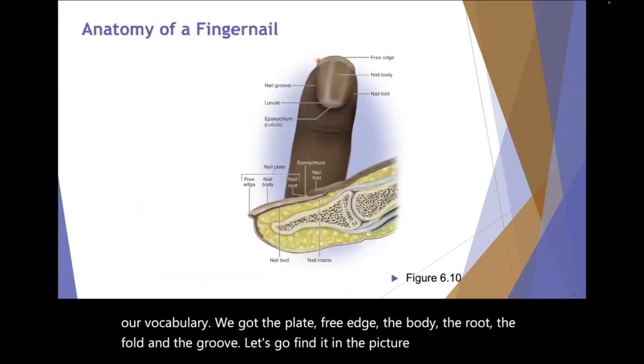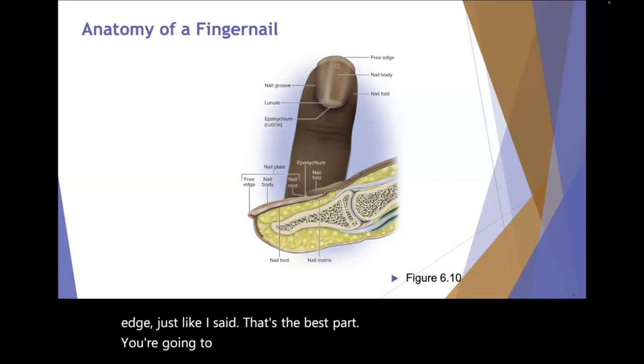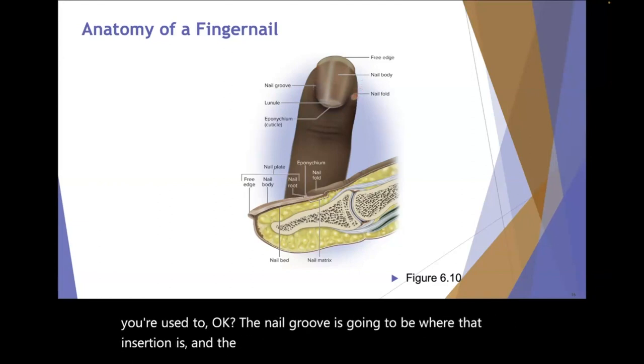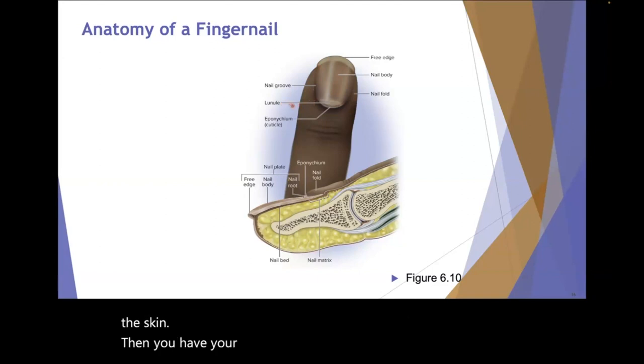So your free edge, just like I said, is the end part of it. You're going to find your nail body, which is the bulk of your nail that you're used to. The nail groove is going to be where that insertion is, and the nail fold is beyond that, within the fleshy pad of the skin. Then you have your lunula. The lunula is like a moon.